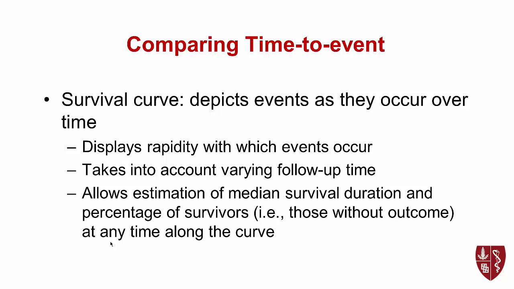Now, oftentimes, when time to event is relevant, you will see what's known as a survival curve. What is a survival curve? It depicts events as they occur over time. It tells us how rapidly events are occurring over time. It also has the advantage that it takes into account varying follow-up time, because we know not everybody develops the outcome at exactly the same time, and some subjects do drop out from the study. What does the survival curve give us? It allows us to estimate the median survival duration, which tells us the time at which half the people are alive and half are dead. But it also tells us the percentage of survivors at any time along the time axis, which is usually on the x-axis.